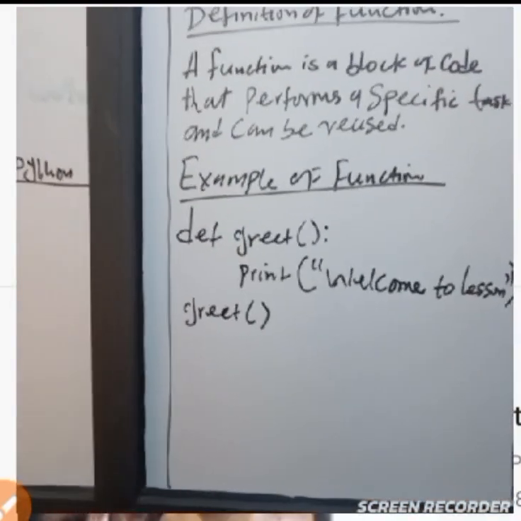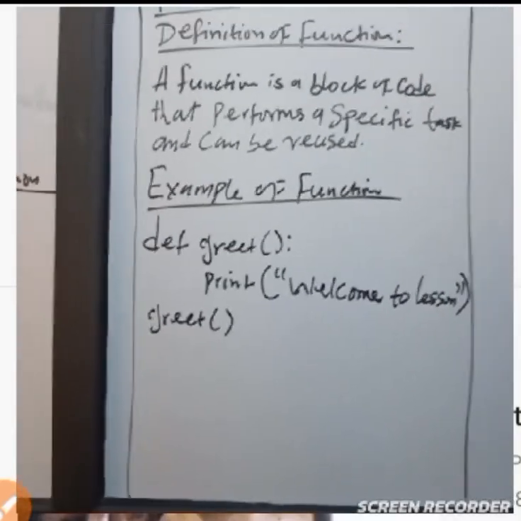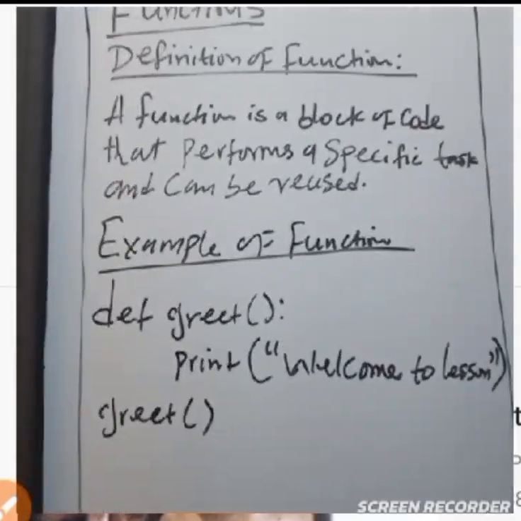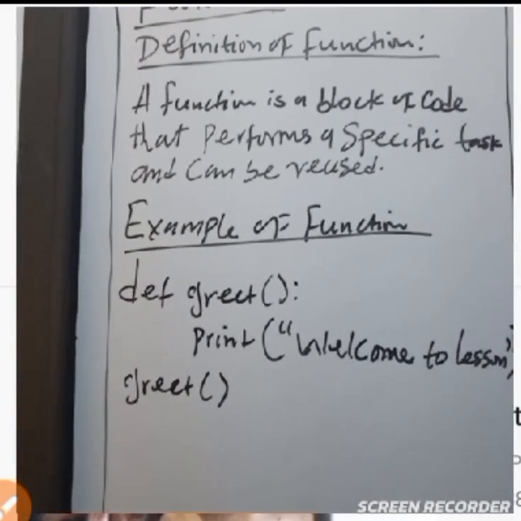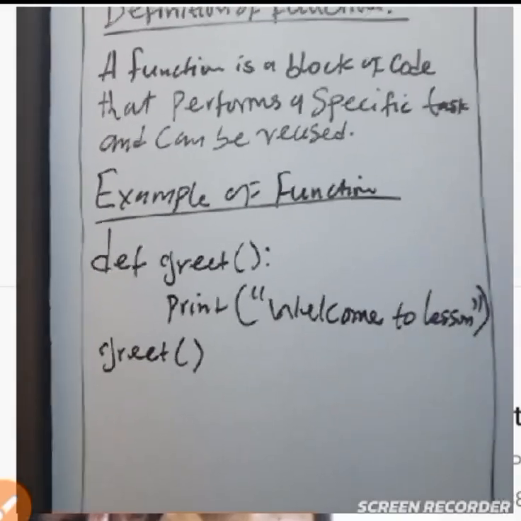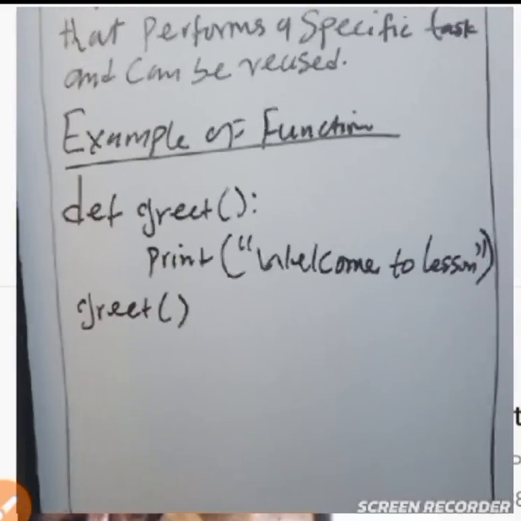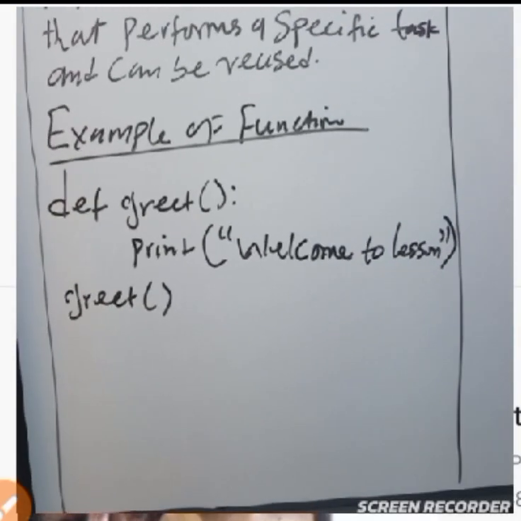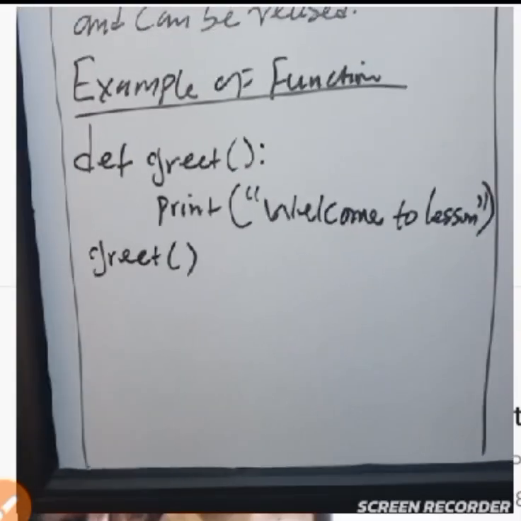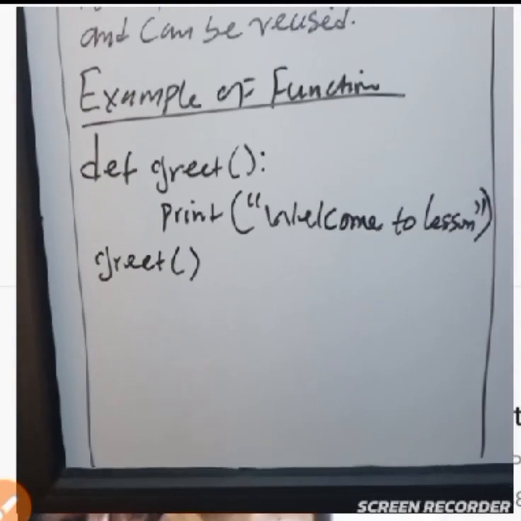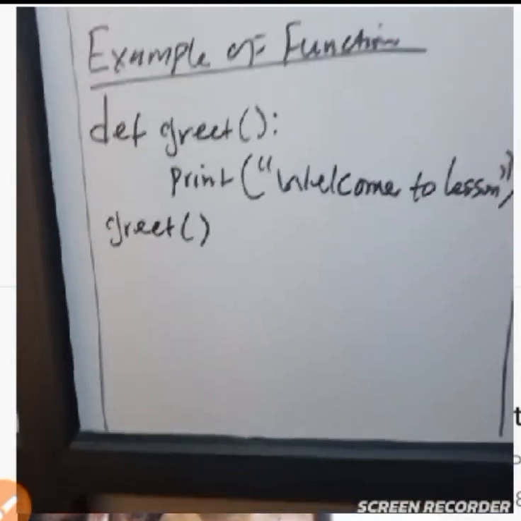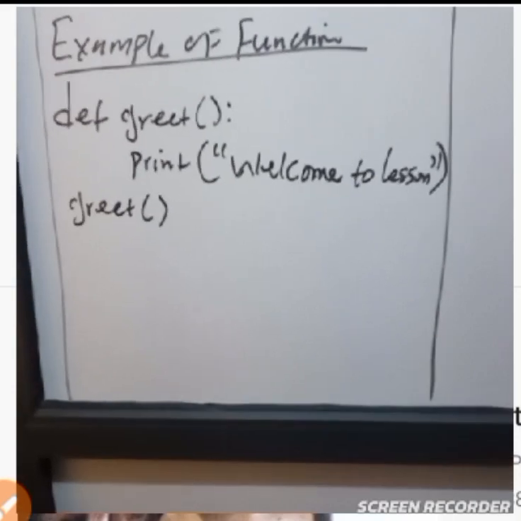Functions. By definition, a function is a block of code that performs a specific task and can be reused. So that is a function. Functions help us organize our programs and avoid repetition. Once a function is written, it can be used many times.